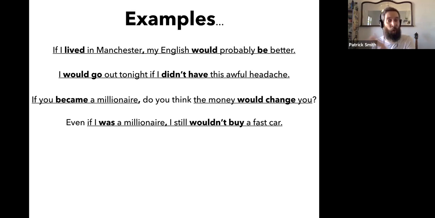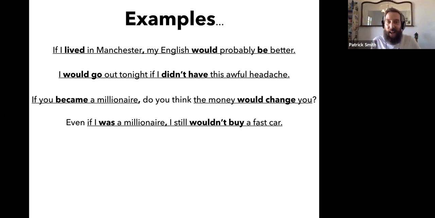Even if I was, so that's in the past simple tense, even if I was a millionaire, I still wouldn't buy a fast car. Now, if we're translating these ones, this one would actually be an aunque. We studied this in a previous webinar, the many uses of even. We use this idea of even if and even though. And yeah, even if and even though, aunque fuera millonario, igualmente no compraría un coche rápido.